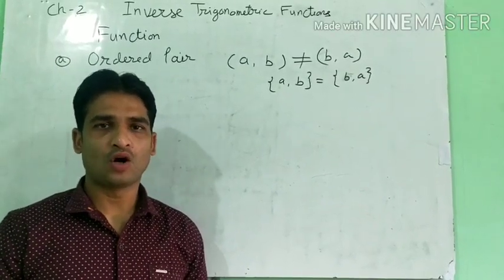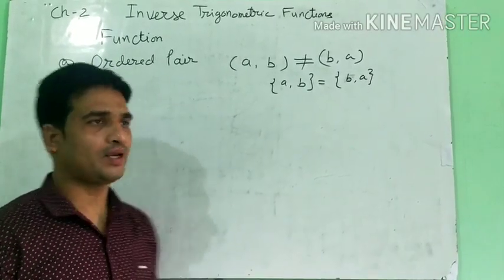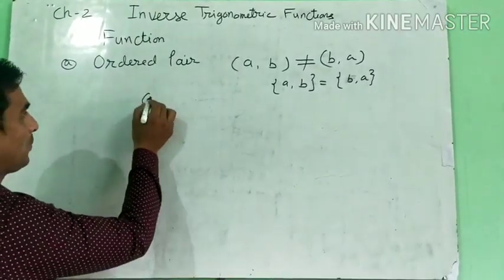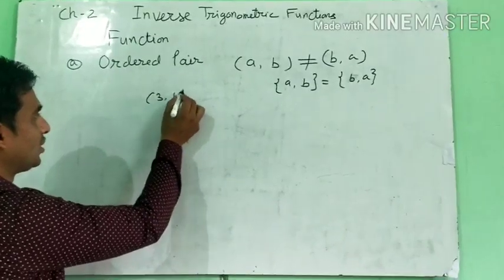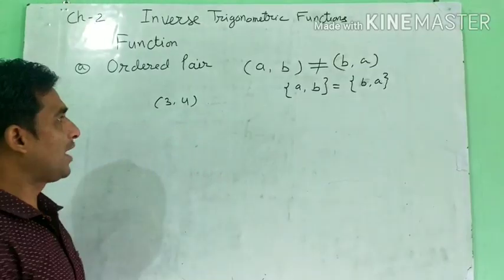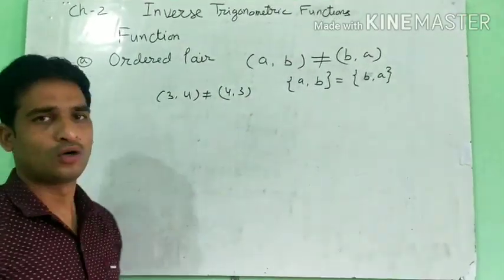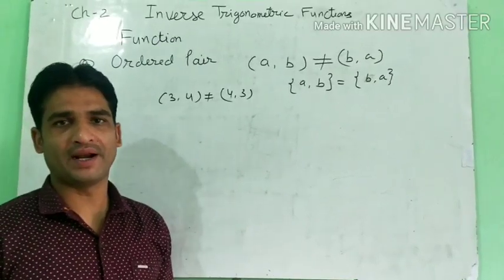For example, the coordinate of a point in Cartesian plane. For example, the coordinate of a point in Cartesian plane is (3, 4). And you cannot write it as (4, 3) because (4, 3) is a different point.